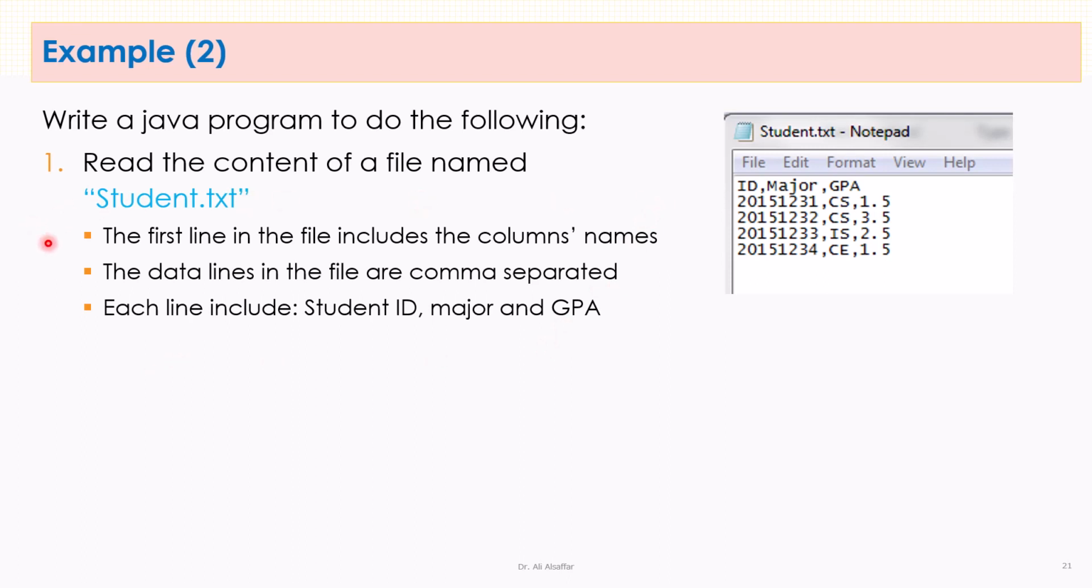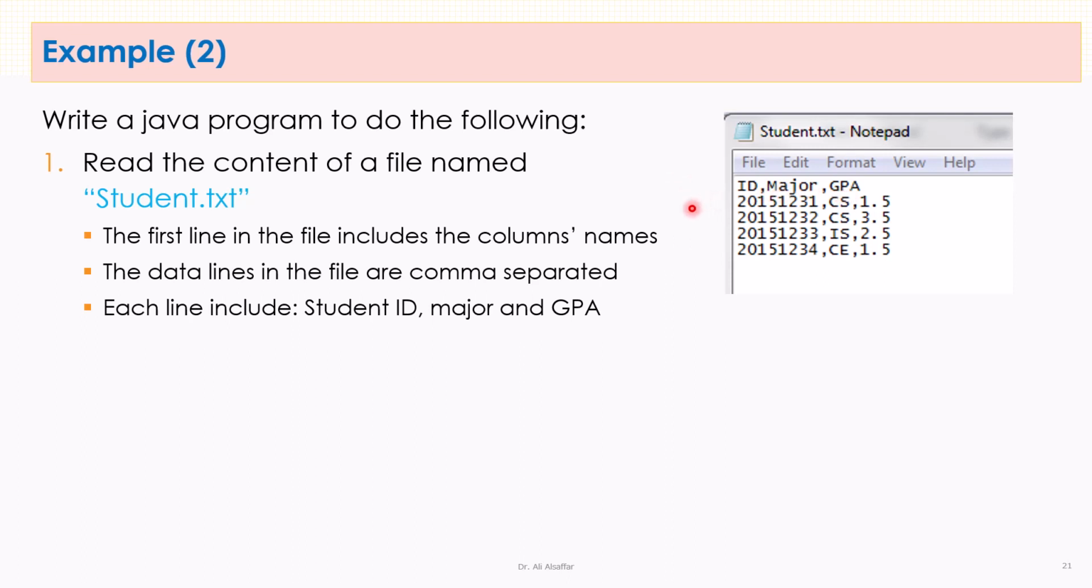It says here that the first line in the file includes column names, and this is the first line. As you can see, it consists of column names: ID, major, and GPA. Also, it says that the data lines in the file are comma separated. So now we know that comma is separating the fields of each record inside the file. Last, it says each line includes a student ID, major, and GPA. And this is clearly identified from the first line. So the first column is ID, the second column is major, the third column is GPA.